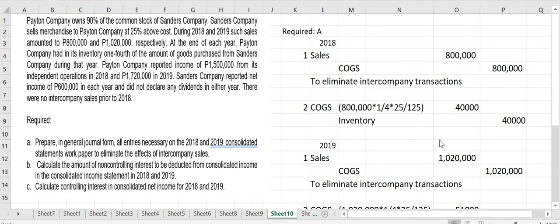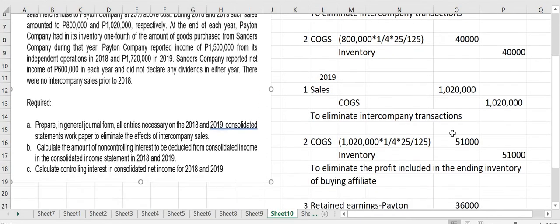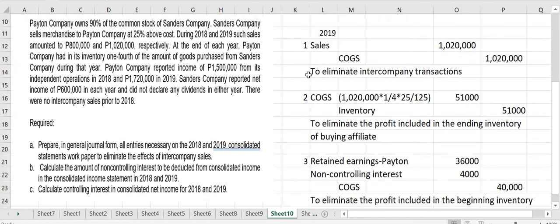So for 2019, we have intercompany sales of 1,020,000. So we are to eliminate that as intercompany sale. So it's a debit to sales, credit cost of goods sold for 1,020,000. Okay, since one-fourth remained in the inventory, that's 1,020,000 times one-fourth times 25 over 125, to get the markup included in the ending inventory. So you'll debit cost of goods sold, credit inventory for 51,000 to eliminate the profit included in the ending inventory of the buying affiliate.